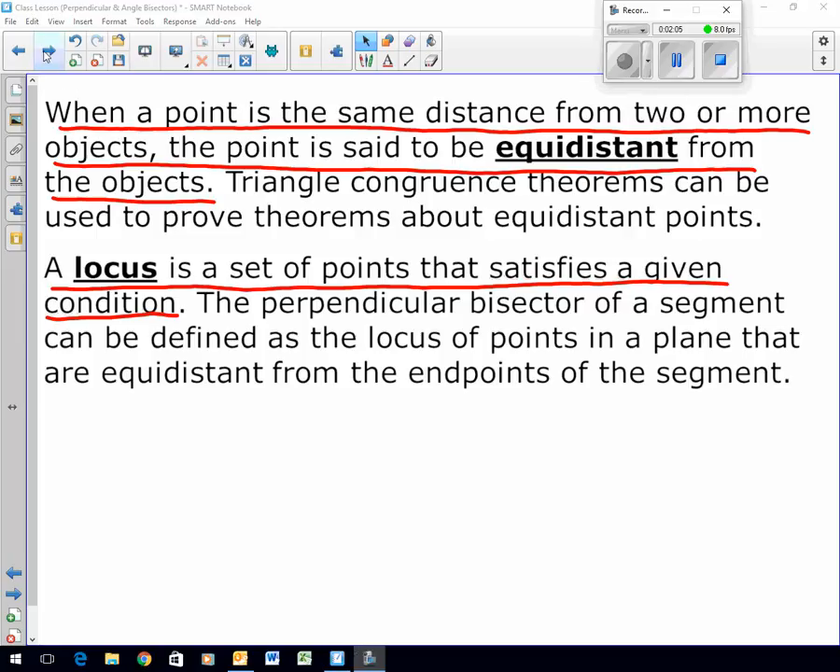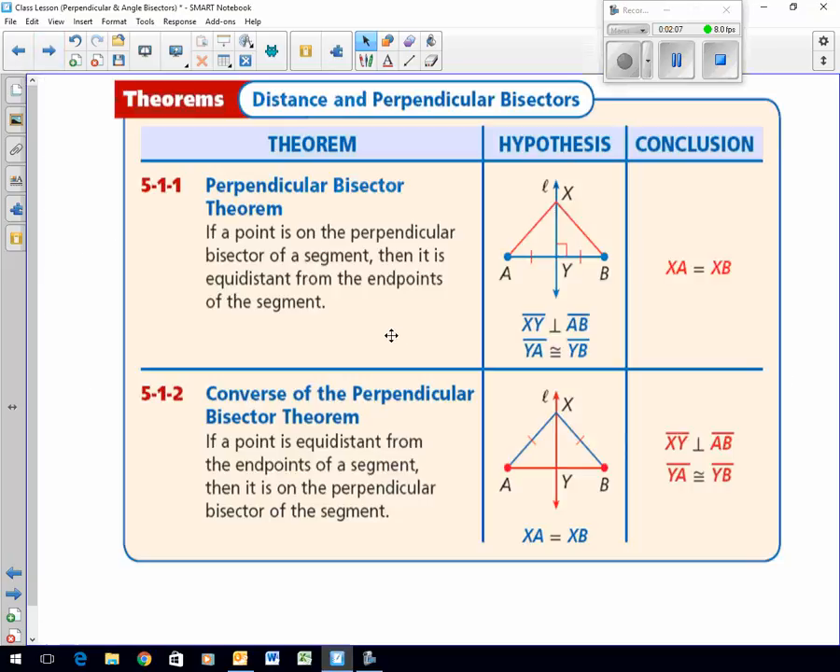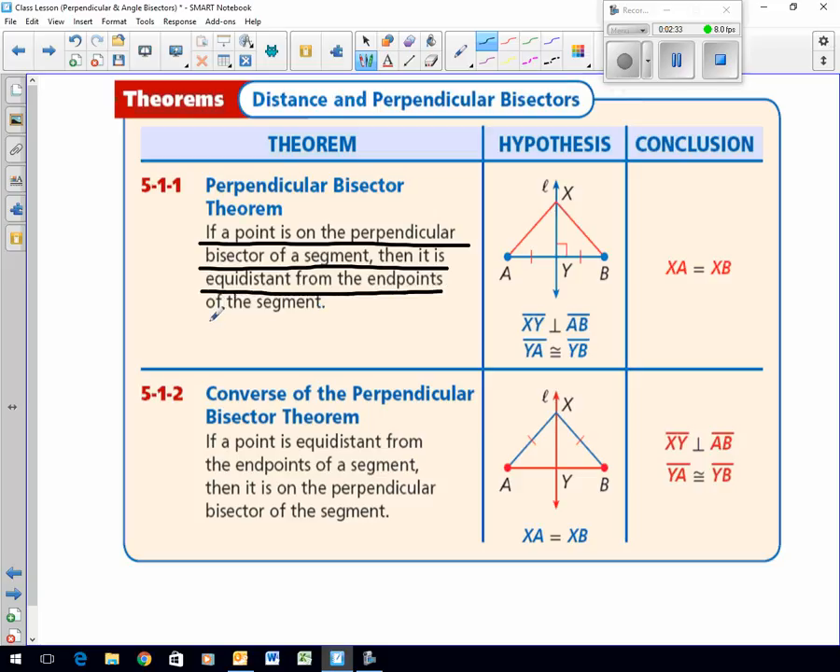All right, let's look at this in context, guys. First off, we have what we call the perpendicular bisector theorem. Here's what that says. If a point is on the perpendicular bisector of a segment, then it is equidistant from the endpoints of the segment.